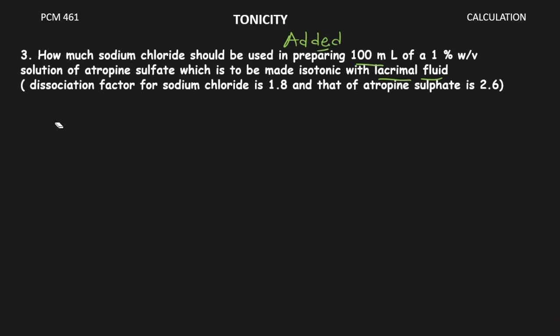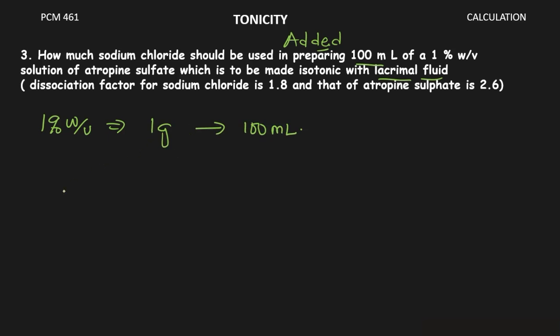So what are we to do in this case? First of all, let us calculate the mass in grams of 100 ml of 1% weight by volume of atropine sulfate. Now, 1% weight by volume means what? Since it's a percentage, it means 1 gram in 100 ml, right? Is that okay? 1 gram in 100 ml.